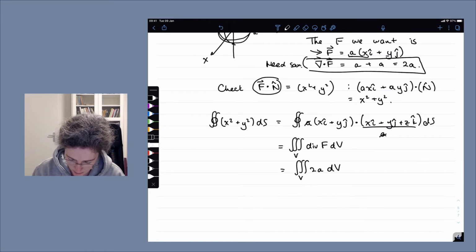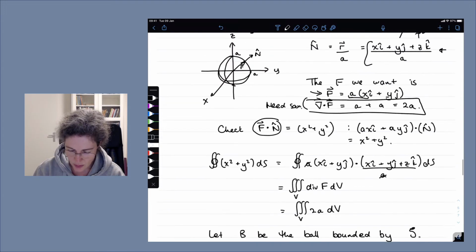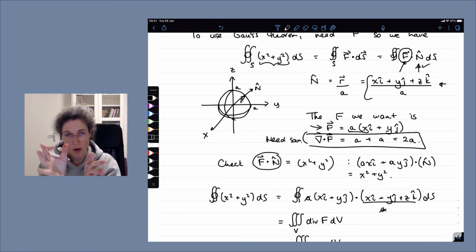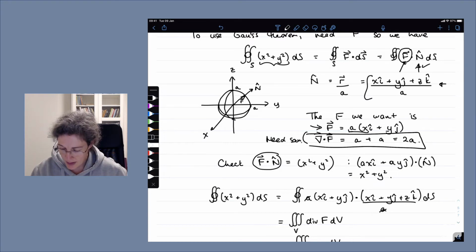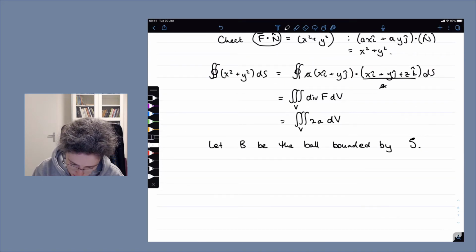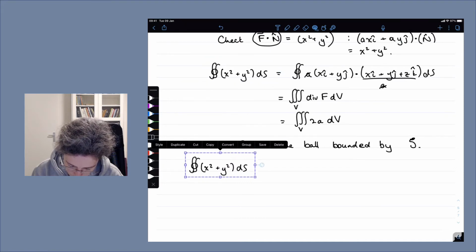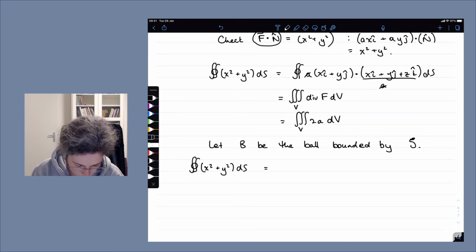Am I right? Yes. Okay, so I'm going to let B be the ball that is bounded by the surface that we've got. So our surface S is just the surface of the sphere. I'm letting B be the whole ball, the whole solid thing. Then what we've got over here, the thing that we're trying to find, is in fact equal to the integral over our ball of this thing here.